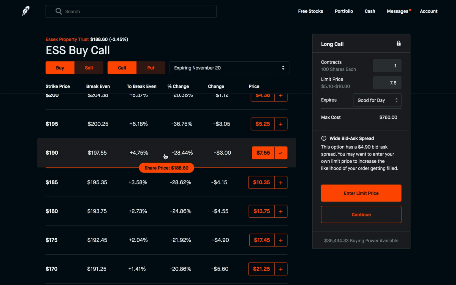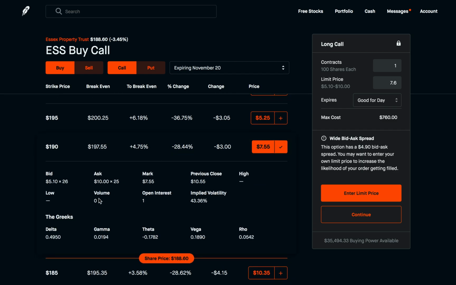Okay, now let's click on this option. Take a look at volume. It's zero, guys. What did I say? If you want tighter bid asks, which is what you should always want, you're going to want volume to be pretty high. And of course, volume is zero. So then that makes the bid ask spread be very, very wide.